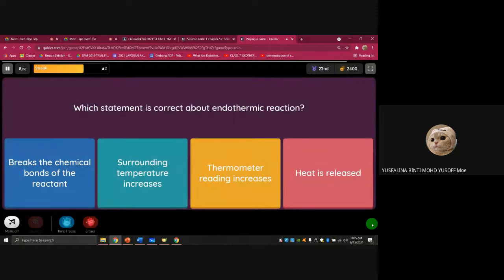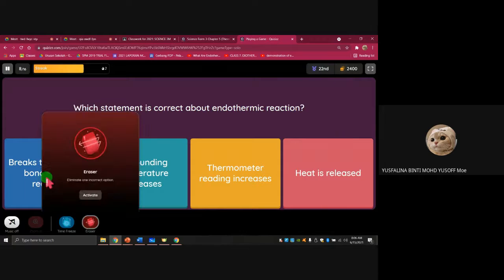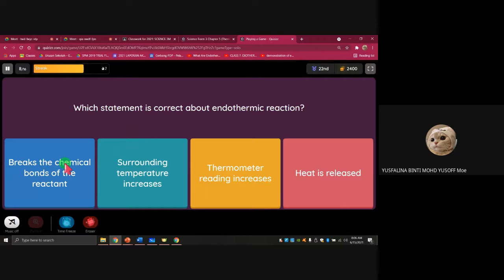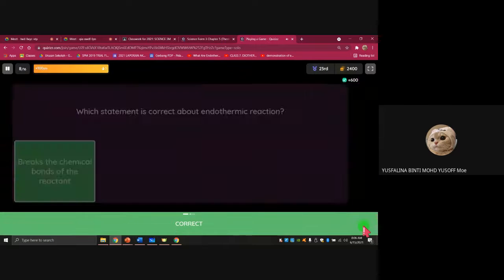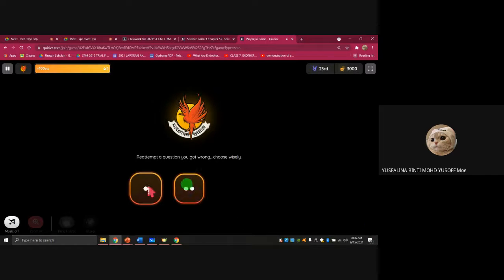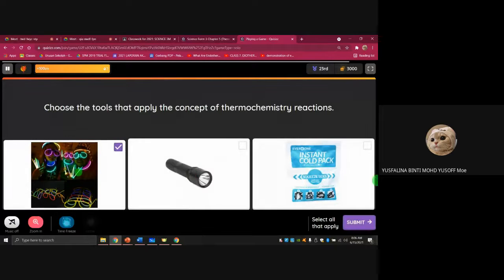Okay, for number 8, I would like to call Annabelle. So which statement is correct about the endothermic reaction? So endo, which one is correct? So endo absorbs heat. So when it absorbs heat, what happened? Number 1, so it will break the chemical bond of the reactant. So the energy that is absorbed is used to break down the chemical bond of the molecule. Alright. So for this one, so this one and this one, right?